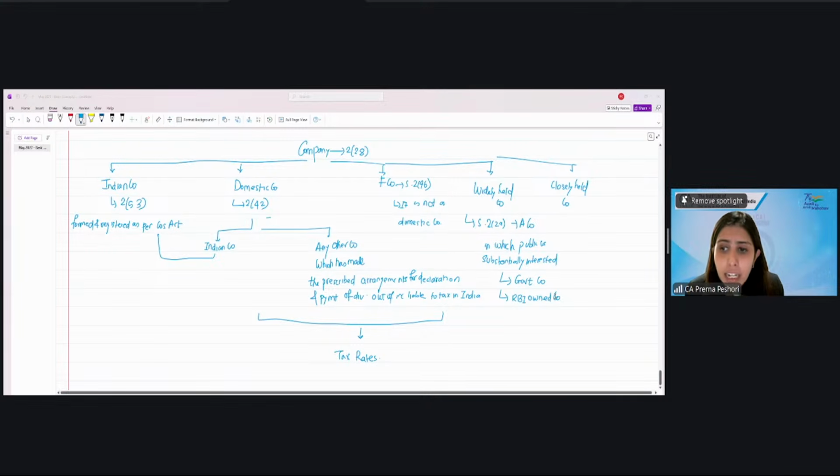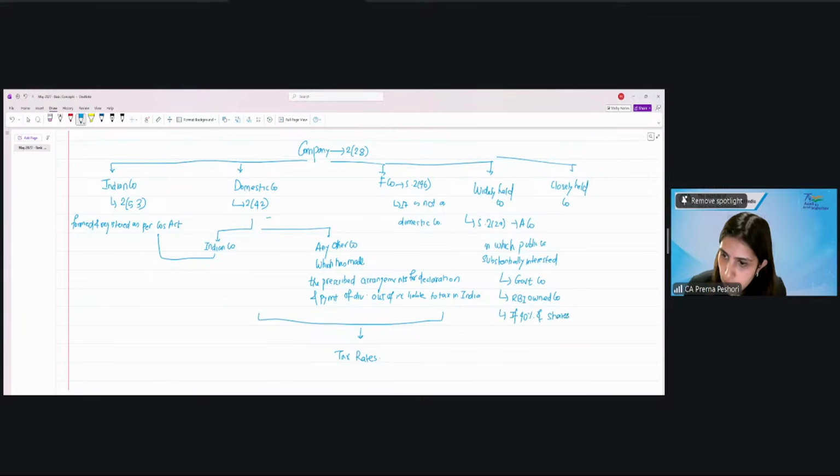or any company in which 40% of the shares are held by either the government or RBI or any other corporation which is owned by a bank. So, if 40% of shares are owned by government, RBI, or the corporation owned by bank.